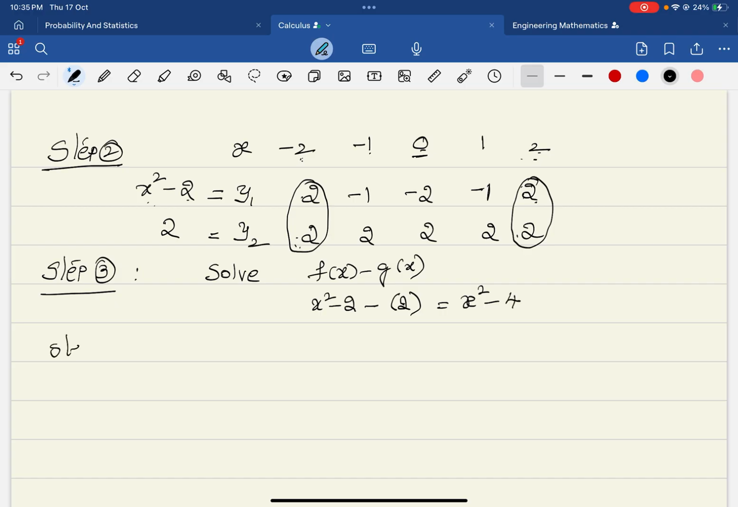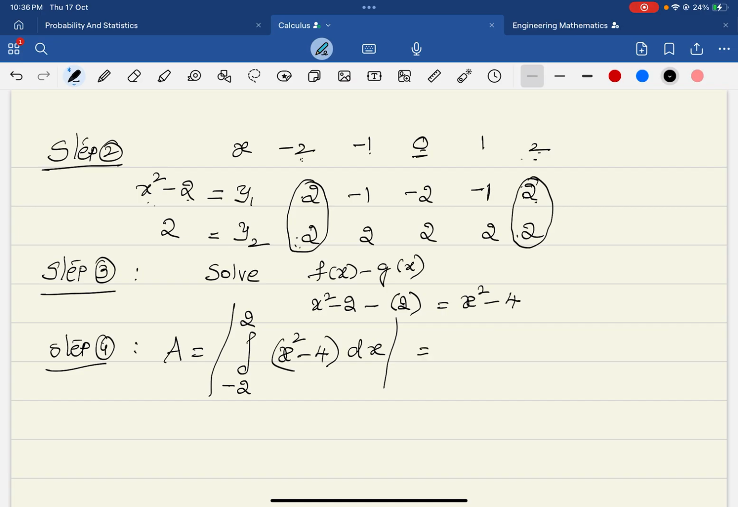Now the next step is you are going to find out the integral of this. So the integral, the limits are from minus 2 to 2. Now what is f of x minus g of x? We got it as x square minus 4 dx. Now this is the area, and always put the modulus value. So now what is it giving you? The integral of x square is x cube by 3 minus 4x. Now within the limits minus 2 to plus 2.